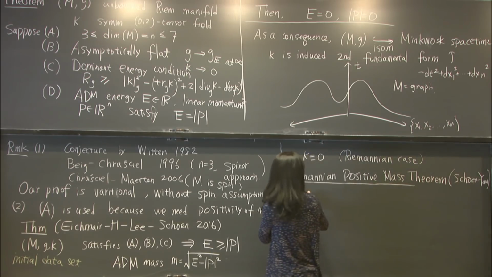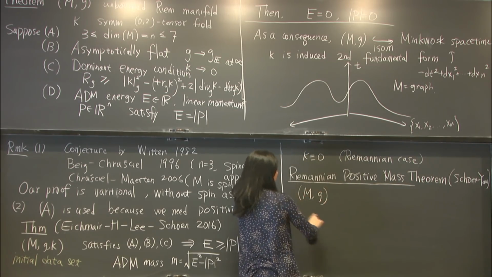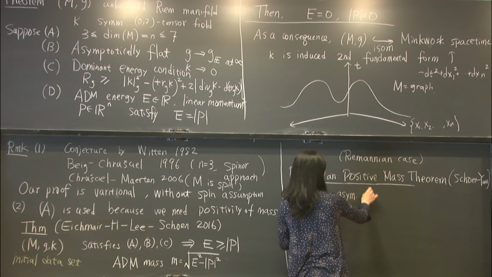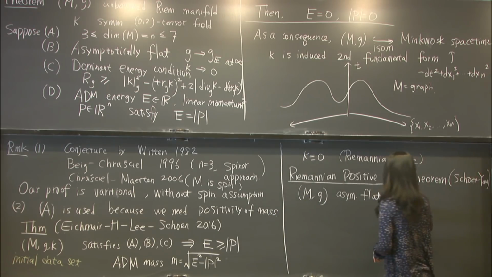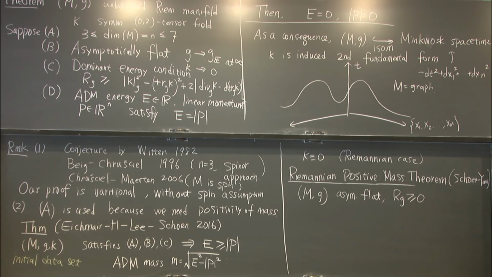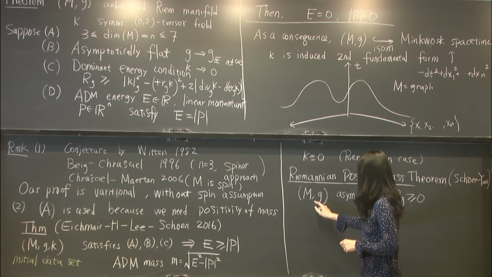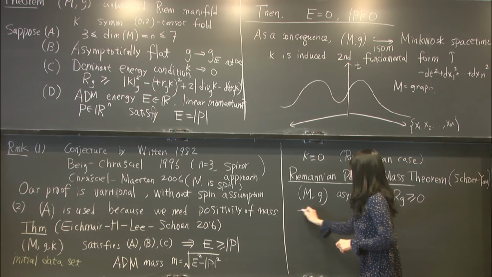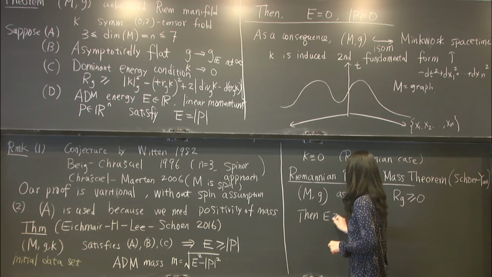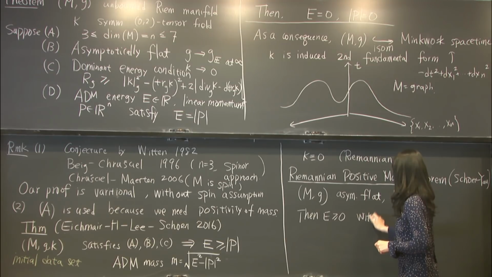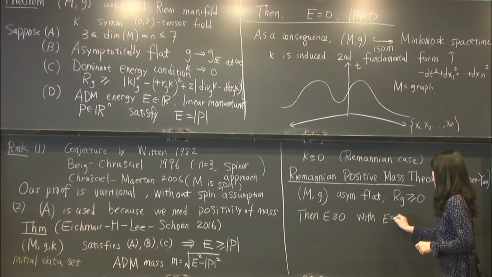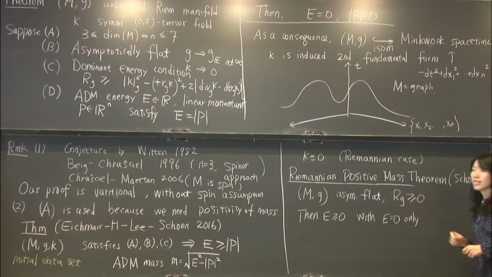So let's reduce to the case where we have a Riemannian manifold which is asymptotically flat with non-negative scalar curvature. In this case P, the linear momentum, is also defined using K, so that vanishes as well. So the statement reduces to: the ADM energy is non-negative, and with equality only if the Riemannian metric is flat, is Euclidean.